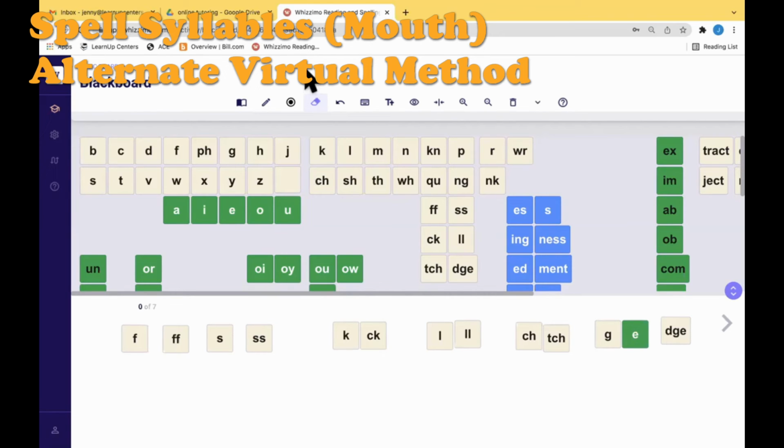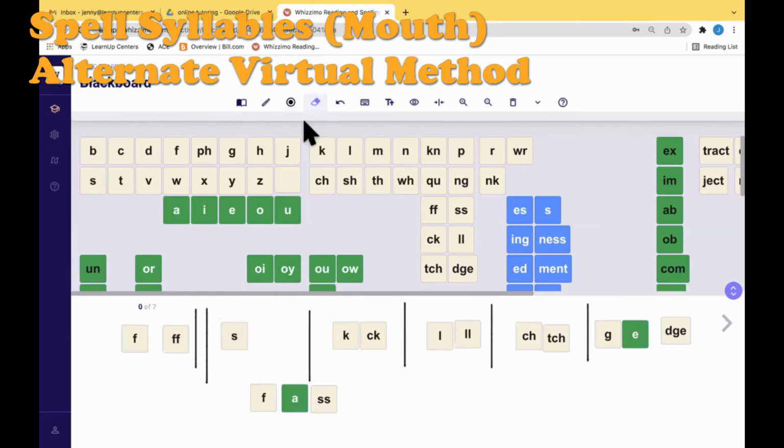So fess. Fess will be F-A-S-S. Okay, close. Take out the A, put the E in. Good job. So remember, sound it out. That's good. Next word, fetch.